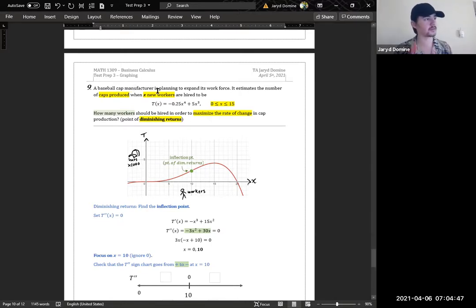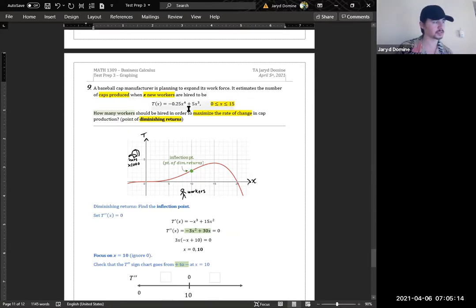Okay, a baseball cap manufacturer is planning to expand its workforce. It estimates the number of caps produced when x new workers are hired to be this function right here. So T, this number of caps produced, is between 0 and 15 workers. How many workers should be hired in order to maximize the rate of change in cap production? The point of diminishing returns.